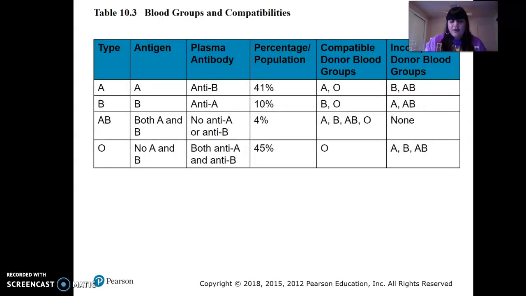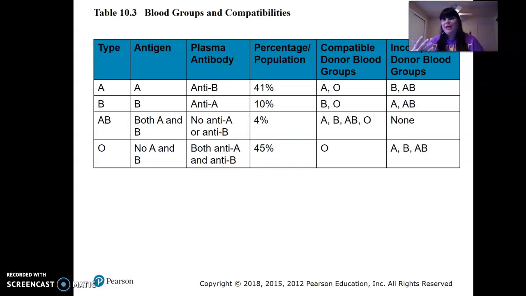I wish they had another picture where they showed you the red blood cells, but anyway, if someone has blood type A and you give them blood type B, the red blood cells have different proteins on them. The person with blood type A will recognize this as foreign, and it will attack that blood. It says plasma antibody, they have anti-B.